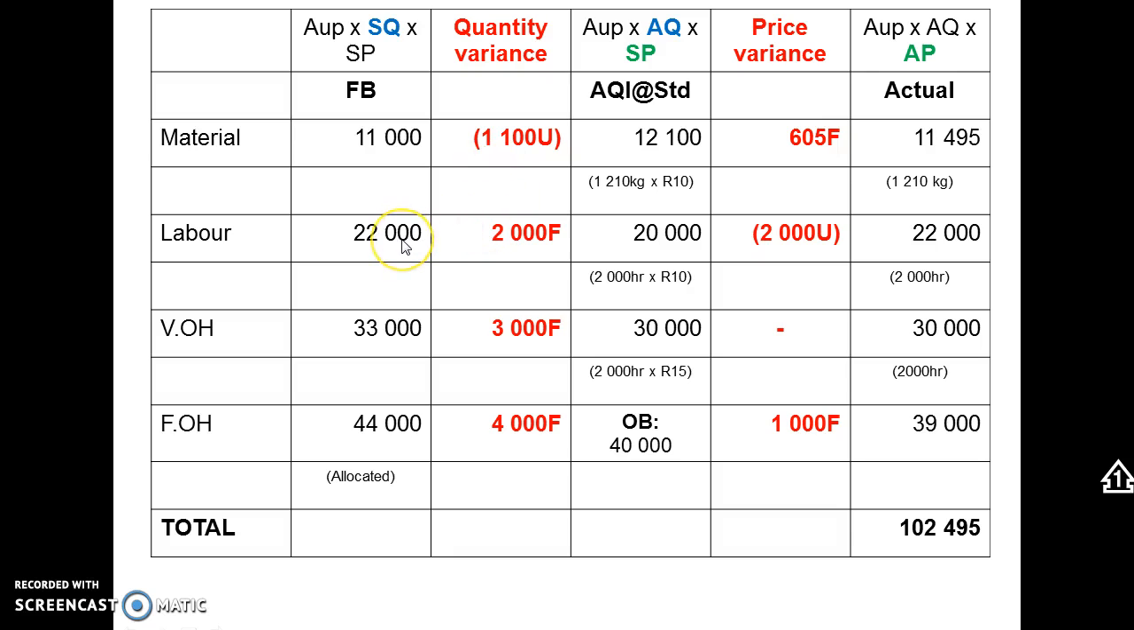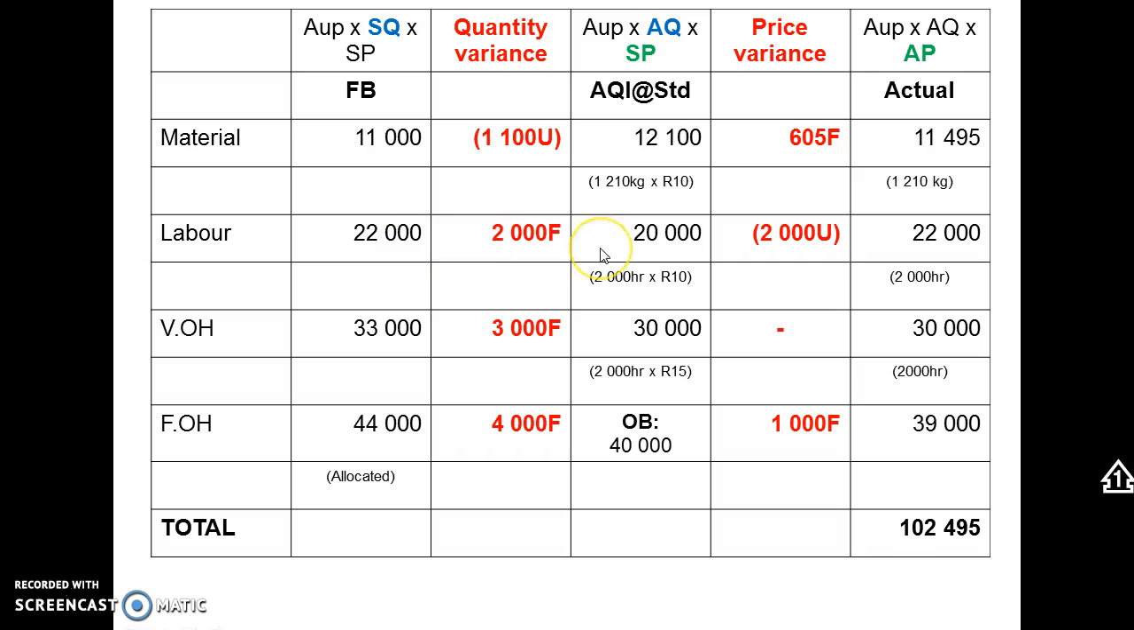For labor, initially, remember, in part 1, it looked like we should have used 22,000. We did pay 22,000, so there were no variances, but we can see there, we paid more per hour than what we should have paid, 11 Rand per hour. So that's an unfavorable price variance, or they call it a rate variance.